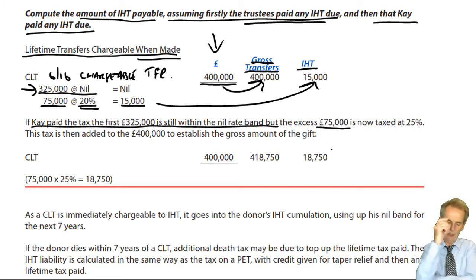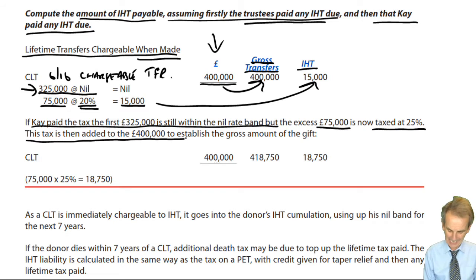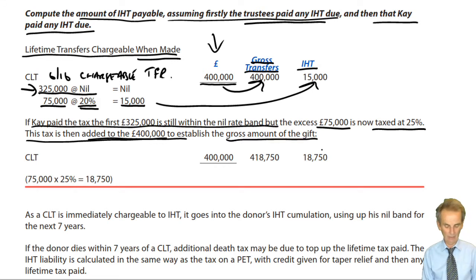It's at this point you need to know who pays the tax. Where it was the trustees, the 75,000 was taxed at a gross rate of 20%. Where it is K, because it's a net transfer, it's now taxed at 25%. The tax is then added to the 400,000 to establish the gross amount of the gift.